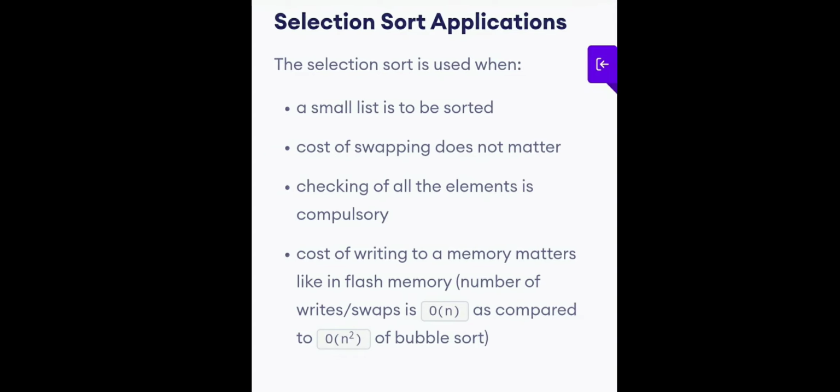Space complexity is order of 1, because only an extra variable temp is used. Selection sort is used when a small list is to be sorted, when the cost of swapping does not matter, when checking of all the elements is compulsory, and when the cost of writing to memory matters, like in flash memory, as compared to order of n square bubble sort. These are the applications of selection sort.